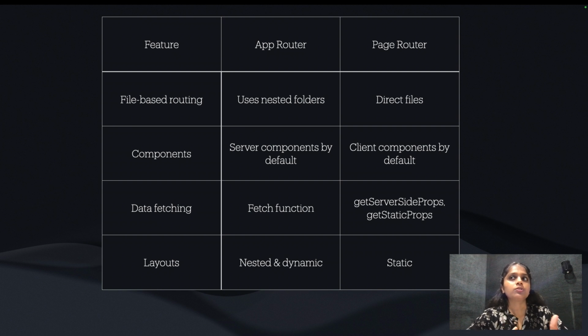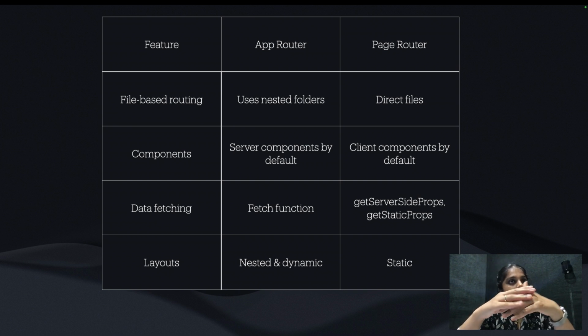After that, if I talk about components, in the app router we have server components by default, but in the page router we have client components. In the app router, if we want to use client components where we want user-level interactions, we can use the use client directive on top of our component. And for the page router, we have props like getServerSideProps and getStaticProps if we want to use server components in those.